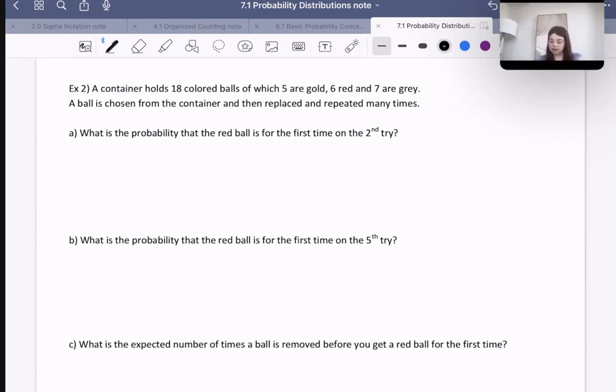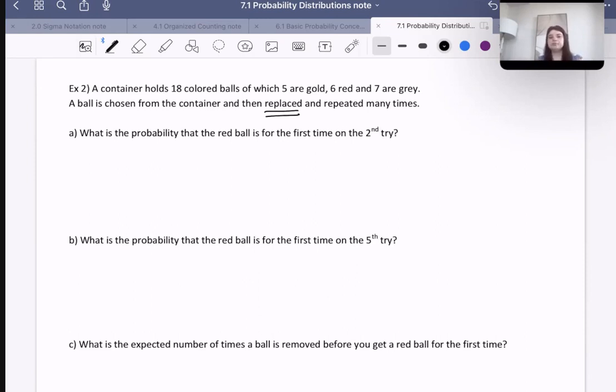And a reminder, something really important to note is that these are replaced and repeated many times, which means these are independent events, right? Just because we drew red this time doesn't mean we're more likely or less likely to draw red the next time, because we're taking one and putting it back. And so every time you reach into the set of colored balls, we have the same probabilities that we had previously.